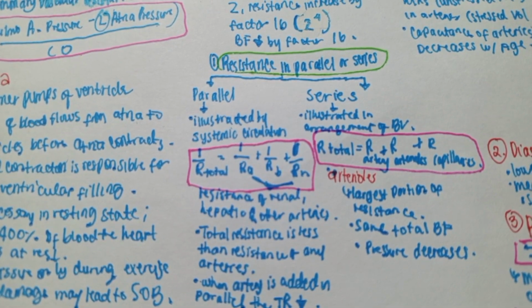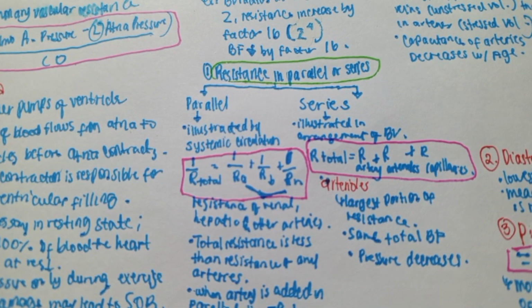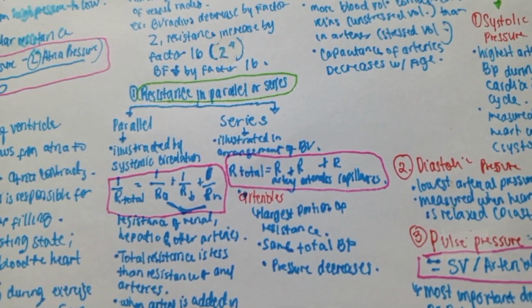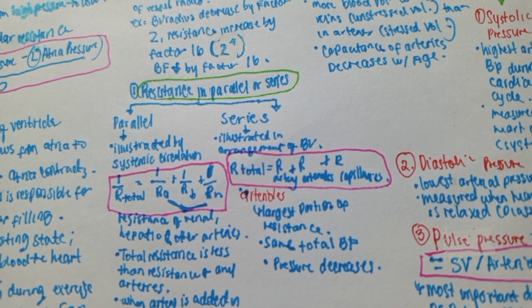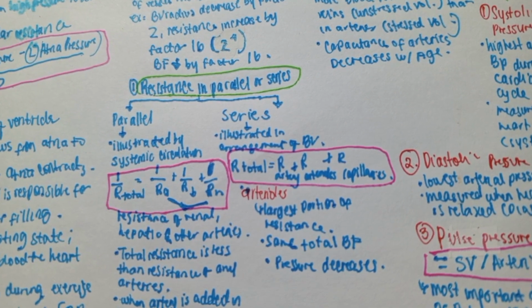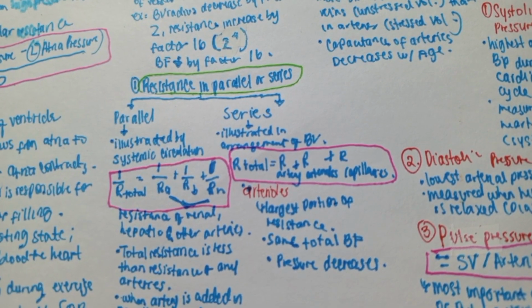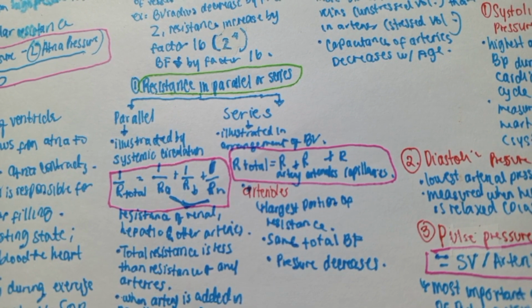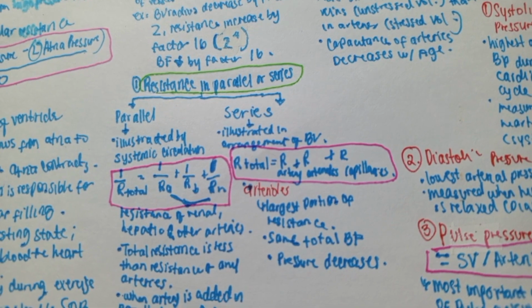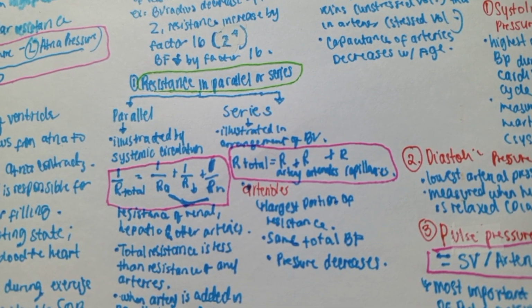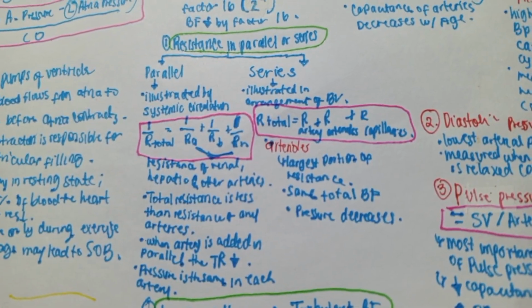And for the series, the resistance is illustrated in the arrangement of the blood vessels. So the total resistance is equal to the resistance of the arteries, the resistance of the arterioles, and the resistance of the capillaries. The arterioles have the largest portion of resistance, with the same total blood flow, but the pressure decreases.